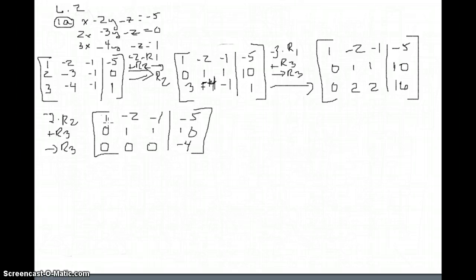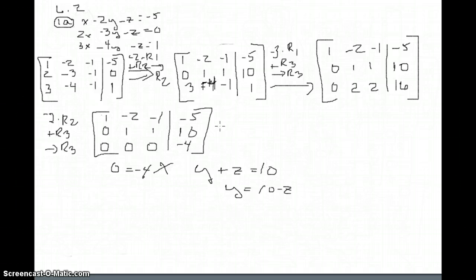Okay, now at this point I've got the 3 zeros, so I look at the bottom row, and look what I have. 0x plus 0y plus 0z is negative 4, which means I have 0 equals negative 4, which is not true. So let's look at the second line up here. I have y plus z equals, oh, what was that supposed to be there? 10. Okay, it's a 10. Equals 10. So y is equal to 10 minus z.